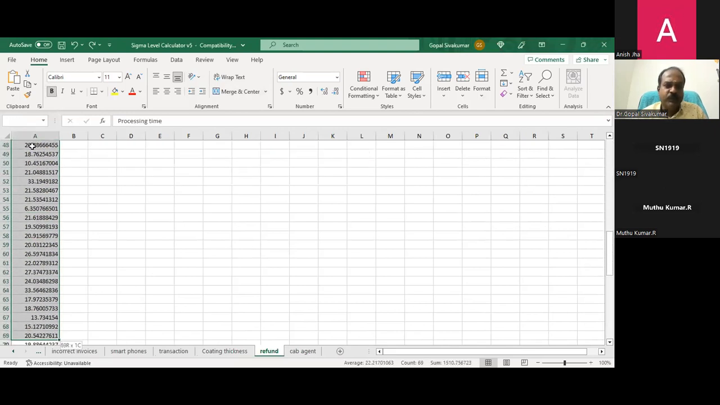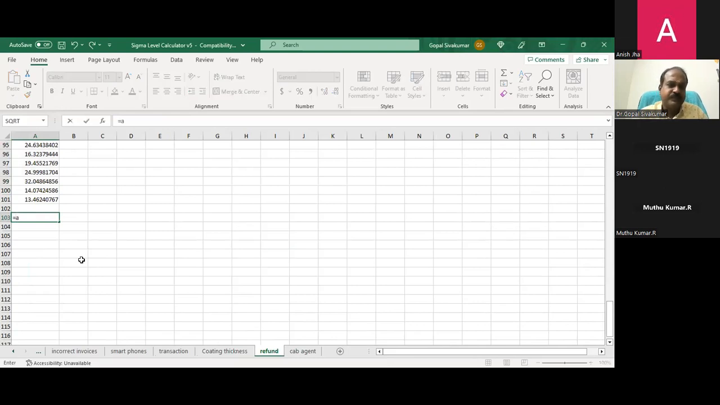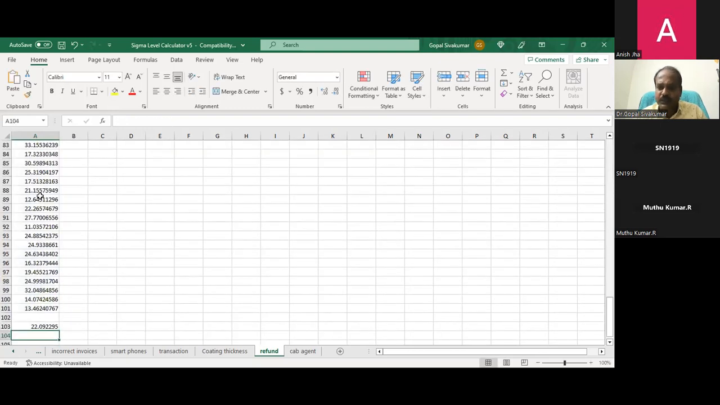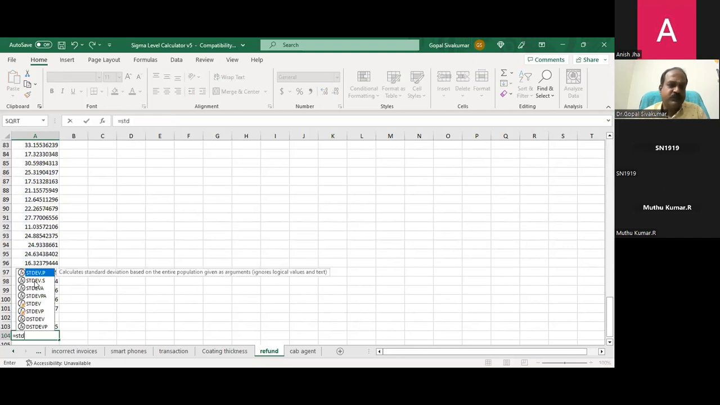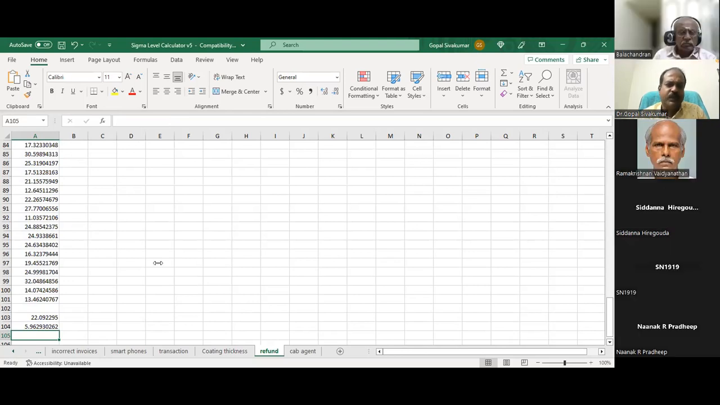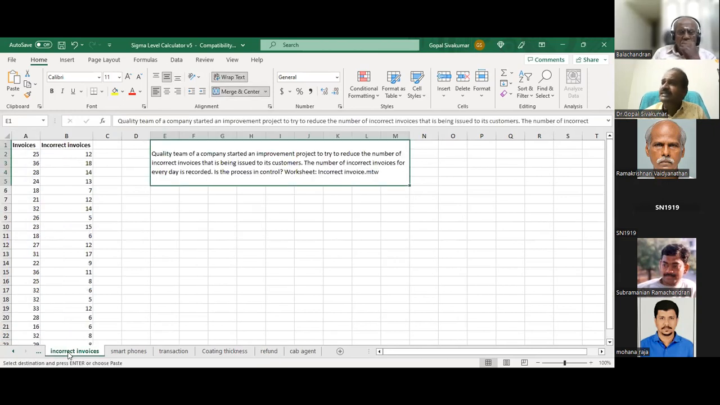And with this data, you need to find out the mean and you need to find out the standard deviation, isn't it? So what is the formula for mean? Average. Now mean is understood, right? Now standard deviation for the same. Now standard deviation also understood. Very easy, right? Once the data is given, you use Minitab or Excel or whatever, and then use this value. And we need to find out the ZST.